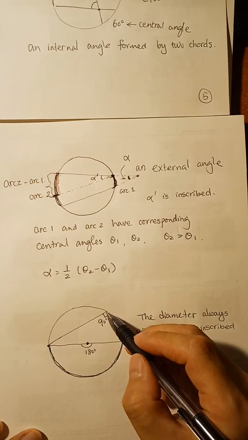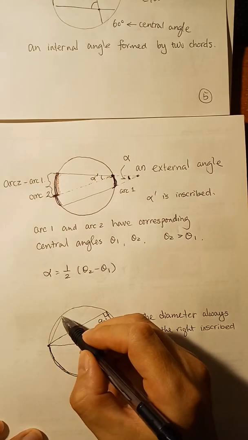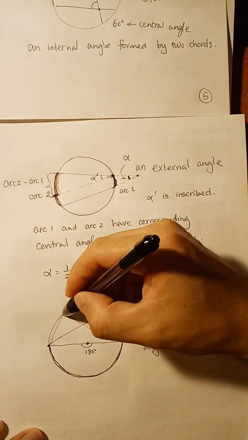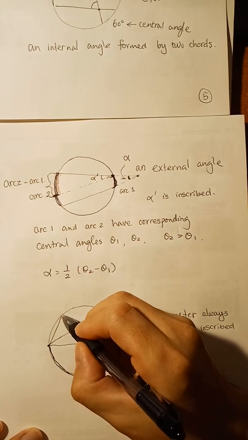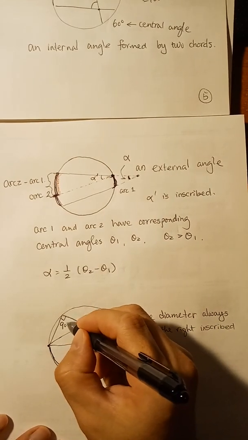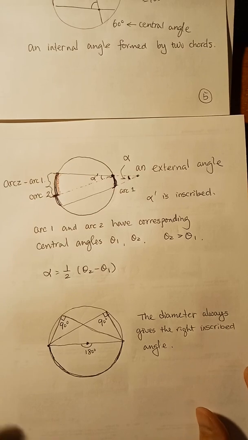It doesn't matter where you choose this vertex. This is a right triangle. If you put it here, if our sketch is precise, this is also the right angle. In whatever position you draw it, it's always a right triangle. Okay, that's the property.